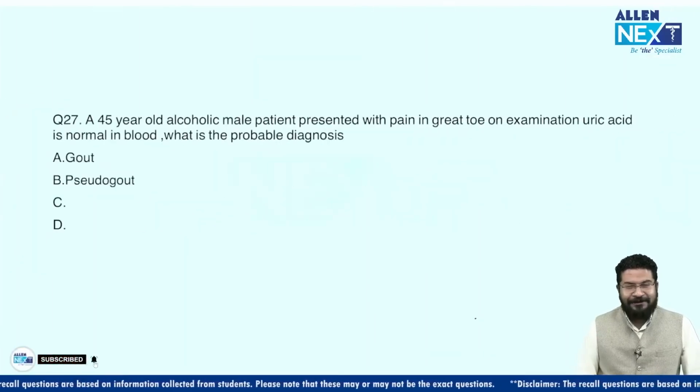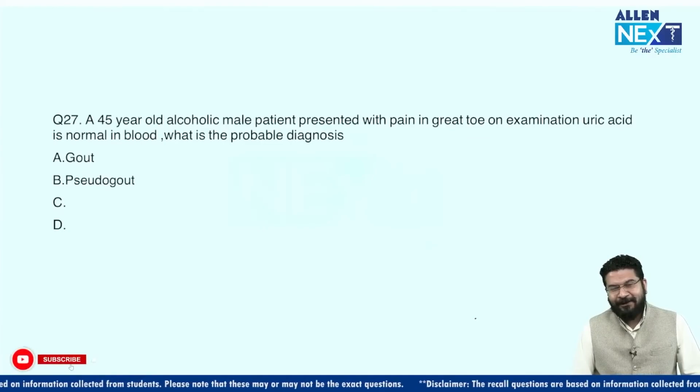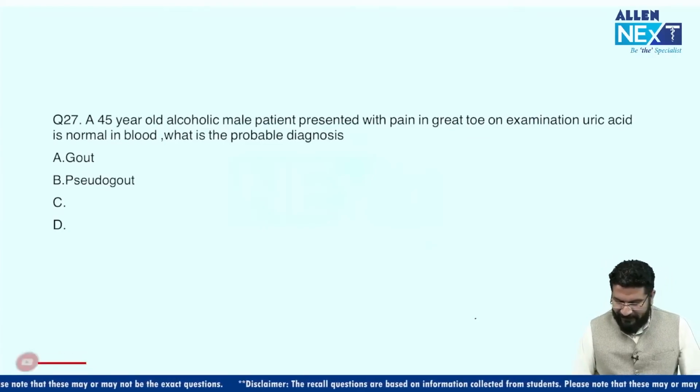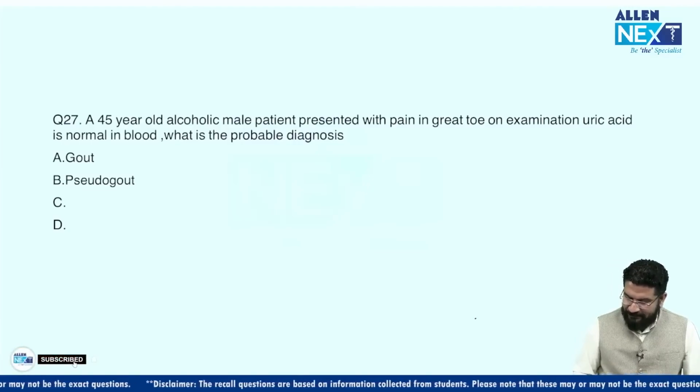Okay, again, gout was the hot favorite topic for the season today. I think around 2 to 3 questions on gout were asked. A 45-year-old alcoholic patient presents with pain in grade 2, examination, uric acid is normal.